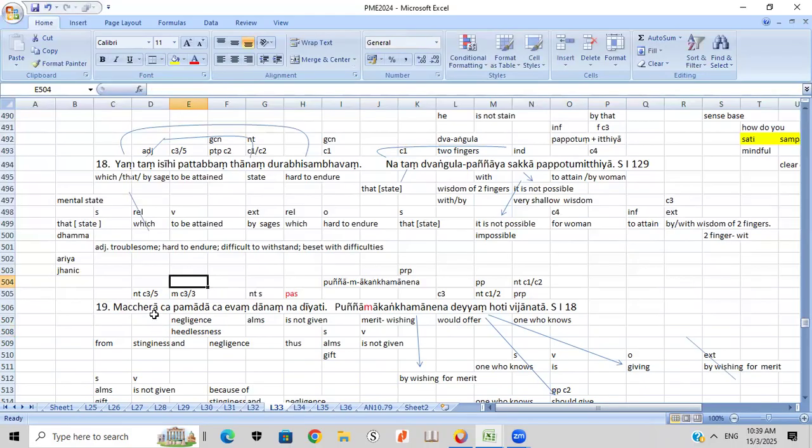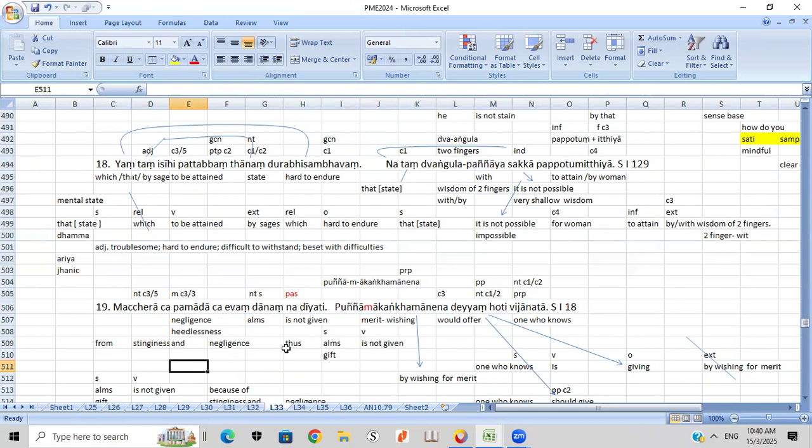So in this case, we get macera. Macera, can you see the word with a long A? So long A in this case should most likely be ablative. There's another word called macharia. Macharia is also stinginess. Okay, so in this case, what they say is from stinginess and negligence or heedlessness. Okay, heedlessness. That means they start from ablative. Then you see evang danang. Can you see? Evang danang.